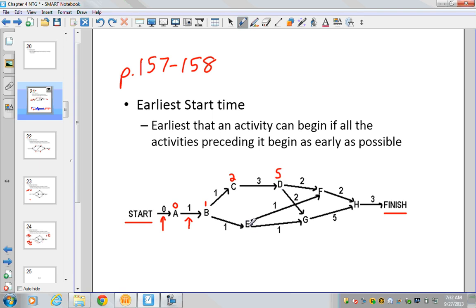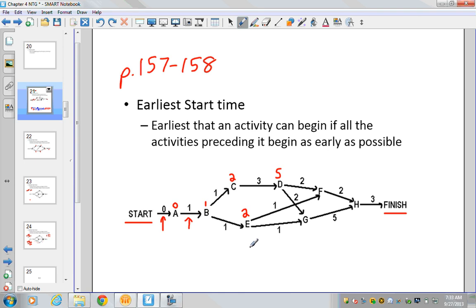Let's just go down to E, just at random. If B starts at the 1 minute mark and it takes 1 minute to do task B, E can now start at the 2 minute mark. Now, if you notice, based upon this information, C and E have the same time. So what does that tell us? Well, it tells us that these two tasks are going on simultaneously.